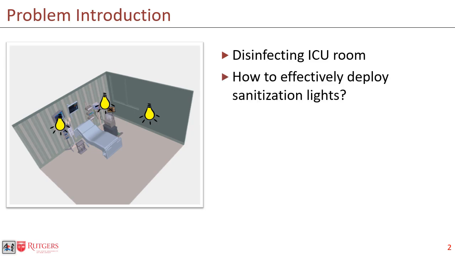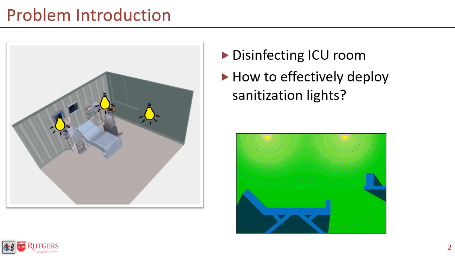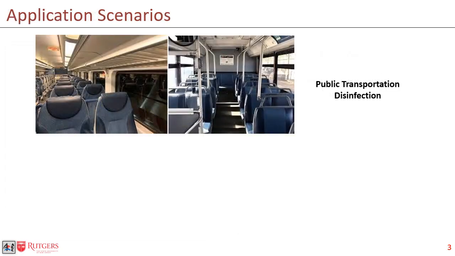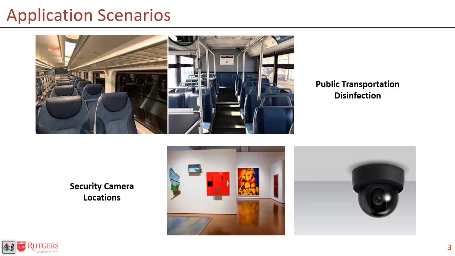Given a fixed number of these lights, we want to find the optimal placement of these lights so that they can achieve better coverage of the surface of the ICU. This problem also arises in a series of possible application scenarios, such as bus or subway disinfection, or in the case of security camera deployment, where we want to find the optimal placement of the surveillance camera so that we can get a more complete view of the room using a 360 degrees camera.